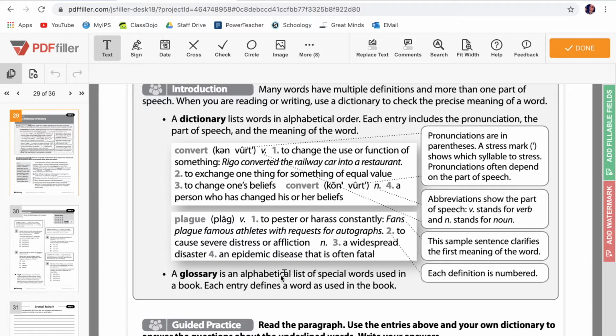glossary. So what that is, it's a dictionary, but it only uses the words that are used in the book. So like, see these words are in bold here, if we had a glossary in this packet, it would have all the definitions of these bolded words in the back. And it would look just like a dictionary, it's just a shorter dictionary.